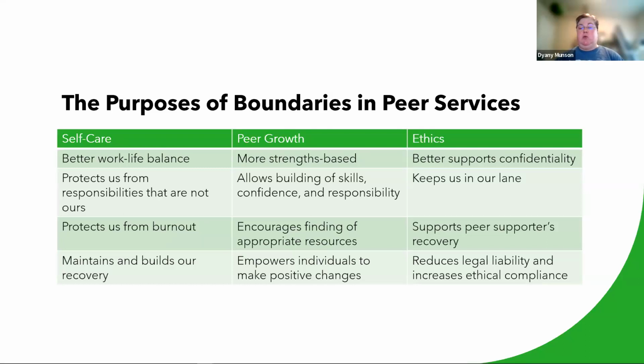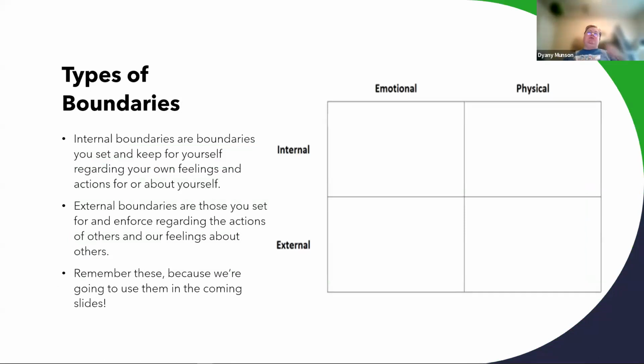It's just good for us all the way around. Now, something that I developed as I worked in peer support and as I taught peer support is I divided boundaries into types, which really helps me to implement them better. To define them, internal boundaries are boundaries you set and keep for yourself regarding your own feelings and actions for or about yourself. And then I divide them into emotional and physical.